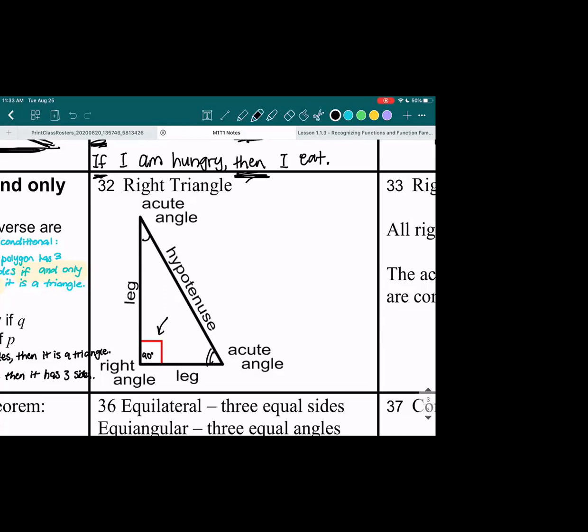And on your right triangle, the 2 shorter sides are going to be called your legs. So that describes this side and this side. These are your legs. And the long side is called the hypotenuse. That's this one. That's called your hypotenuse. And that's how you spell it. Any questions on the right triangle?